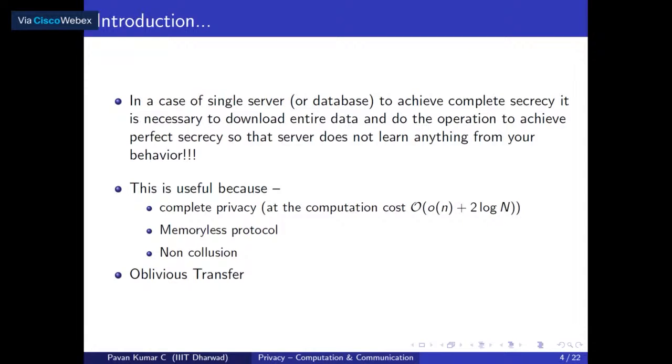Now, this is useful if you use oblivious transfer. The thing with oblivious transfer is that it provides complete privacy, because we are not doing any computation over the cloud. Whatever is required, we download, we do the operation, and again we upload onto the cloud. So the cloud does not understand what is there in our data, and it is also a memoryless protocol. None of the users in the cloud can collude together and do any sort of attack over the data, because it is in encrypted format and nobody knows what exactly is there. So learning is not possible.